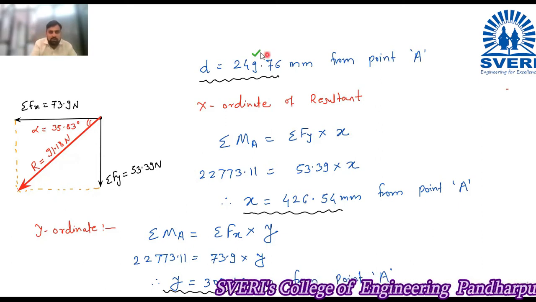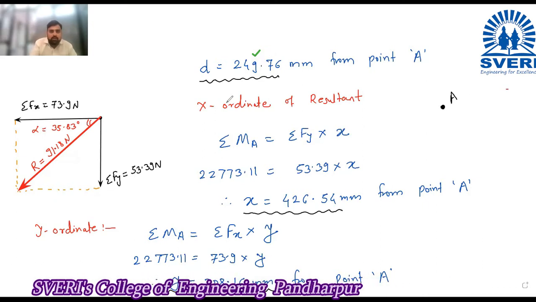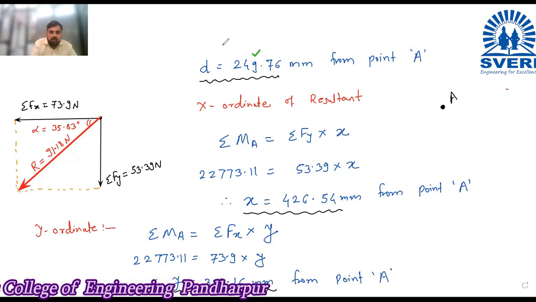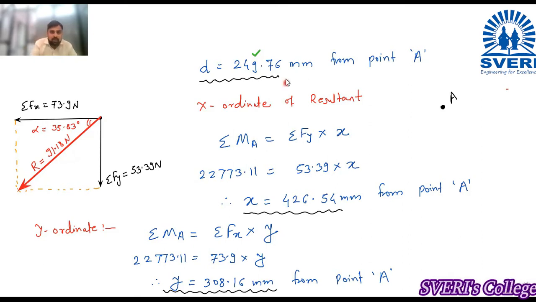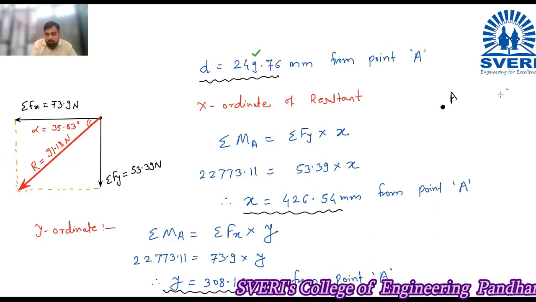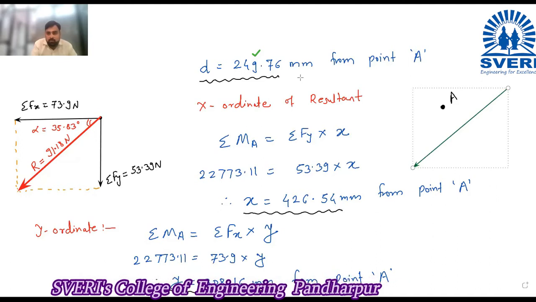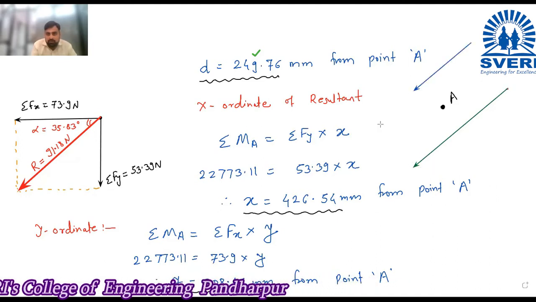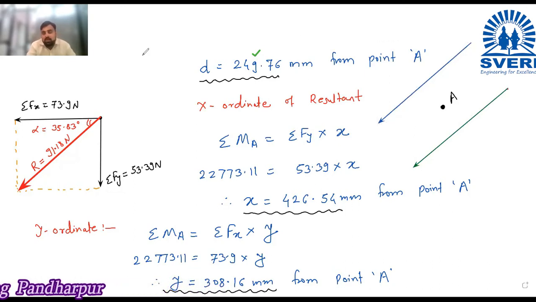Now see what is the case over here. This is our point A. Now I know that the direction of the resultant is in this way. But still two possibilities are there. Either the resultant is like this, whatever I'm drawing right now, or the resultant will be moving from here. So which one is correct? That we need to decide.